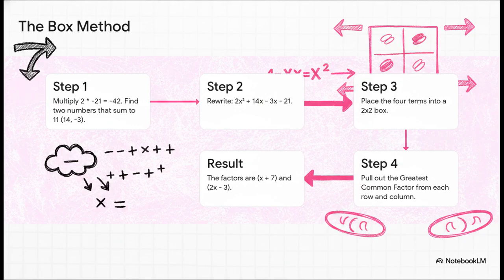We use those two numbers to split that middle term, we pop all 4 terms into the box, and then we just pull out the greatest common factors from each row and column. And like magic, the answer just appears right on the outside.